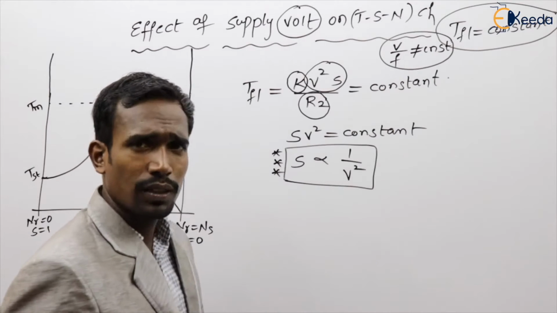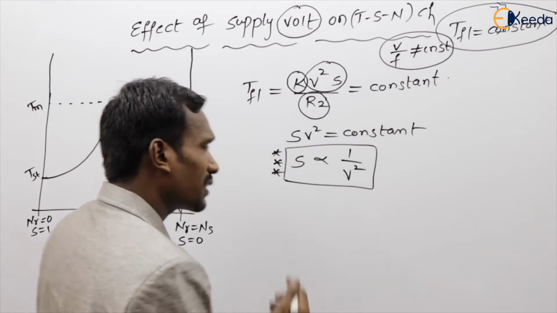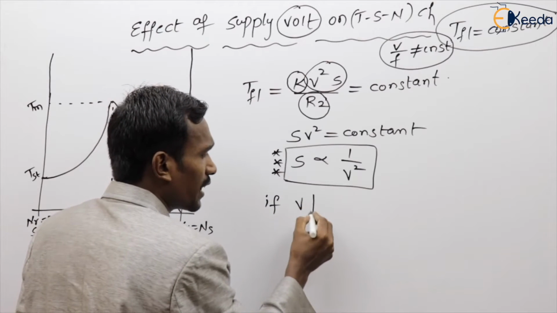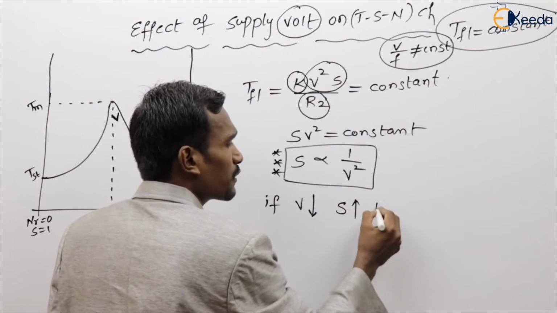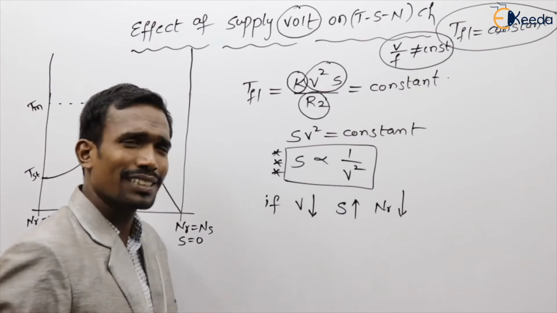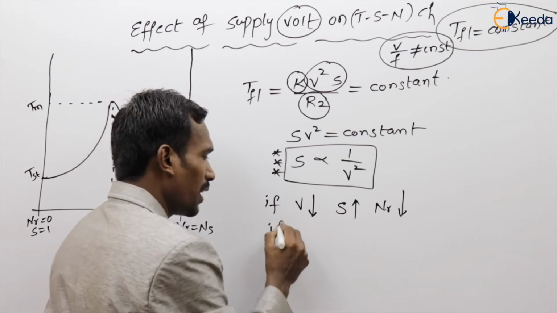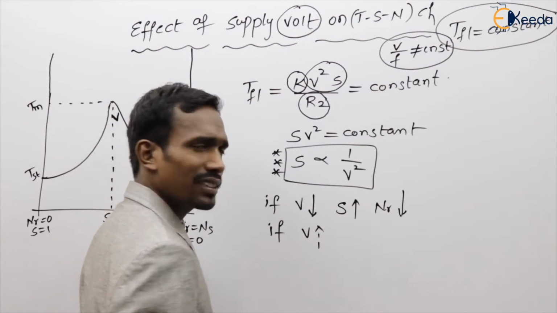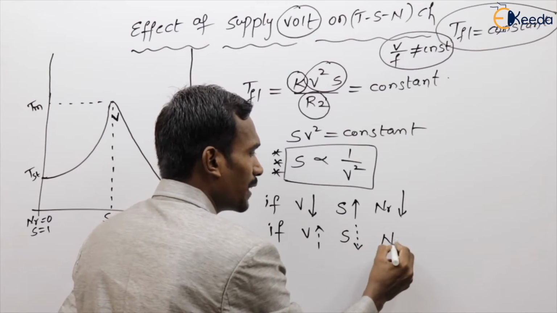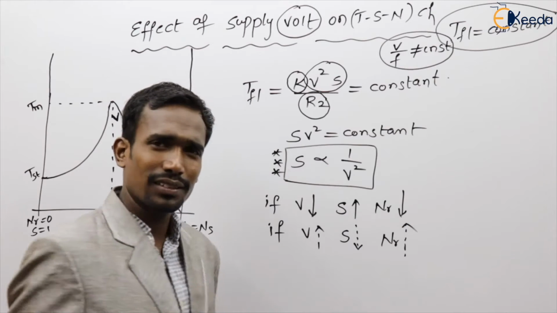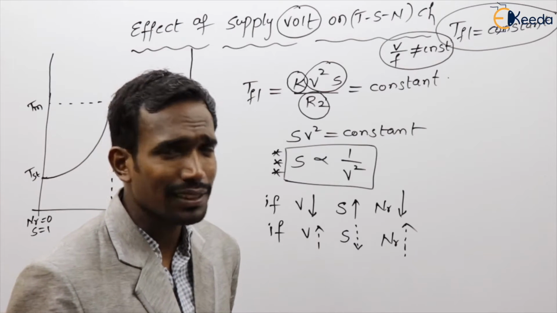This is a very important one. S is inversely proportional to V square. For example, if voltage reduces, then slip increases. If slip increases, the rotor speed reduces. We can control the speed. Second one, if voltage increases, slip reduces. If slip reduces, speed increases. Yes, we can control the speed. This is the speed control method, first of all.